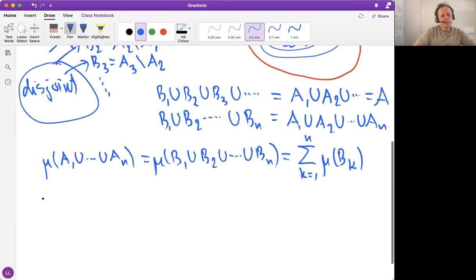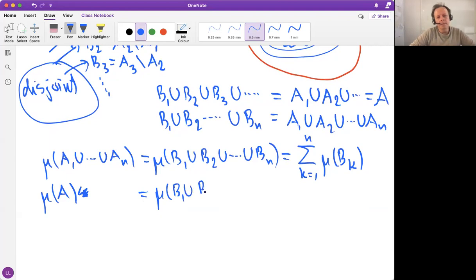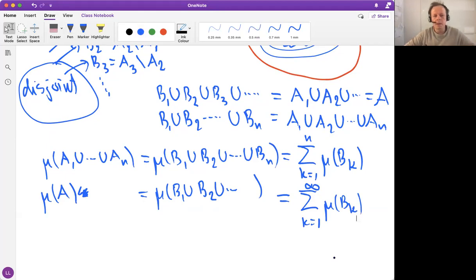And we also know that the measure of A, which is the union up to infinity, is equal to mu of B1 union B2 up to infinity. It's an infinite disjoint union. And again, by the definition of a measure, there's the additivity. So this is the sum over k from 1 to infinity of mu of Bk.